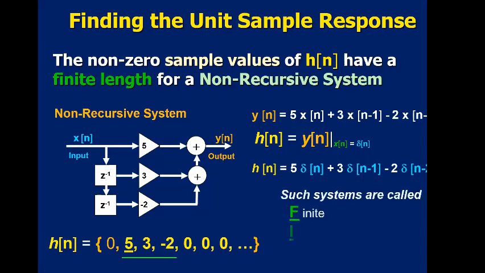We call these kind of systems FIR, finite impulse response systems, because they have a finite length unit sample response. And so FIR, discrete time systems, have this characteristic. All non-recursive systems are FIR, finite impulse response. So if you have a non-recursive system, you're guaranteed that the unit sample response will have a finite length.